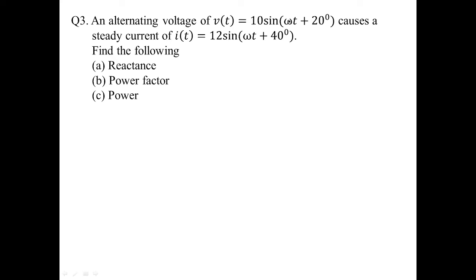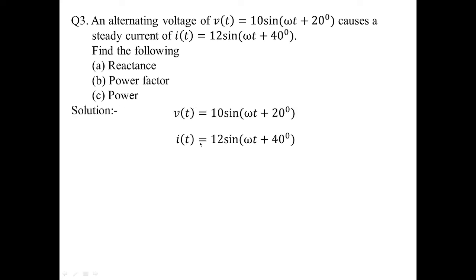And here, omega is not given numerically; in the previous problem, it was 314. Whereas the current is designated by a plus symbol. So how do you treat this value? Here, plus indicates the current leads the voltage. What is the requirement? We need to calculate the reactance, power factor, and power. So how do we do that? First, take the values of instantaneous voltage and instantaneous current.